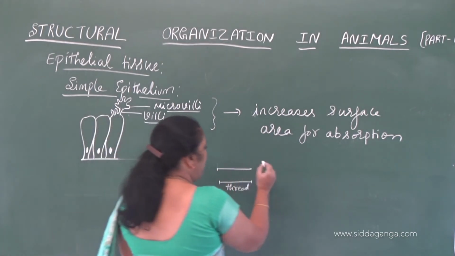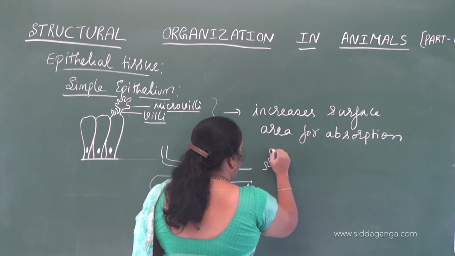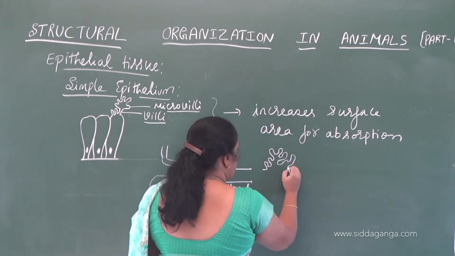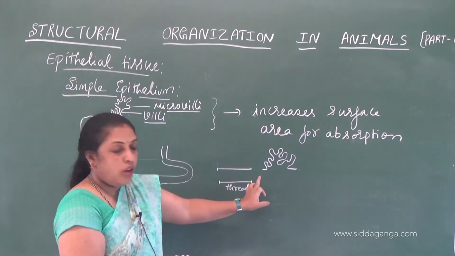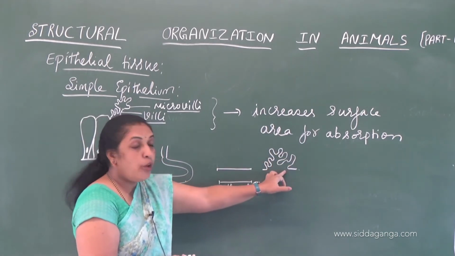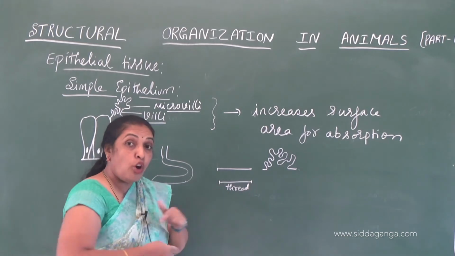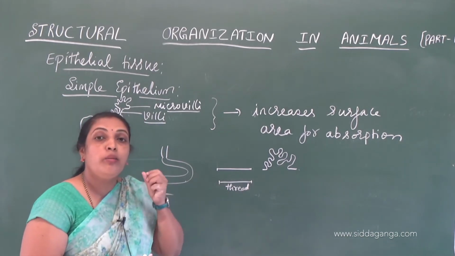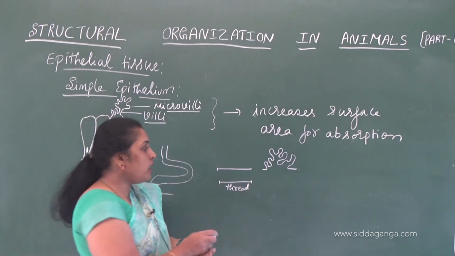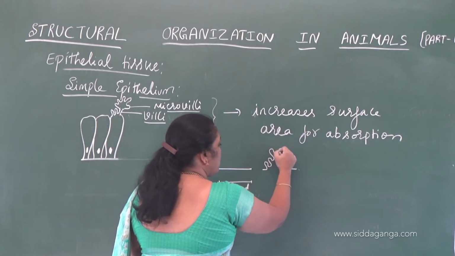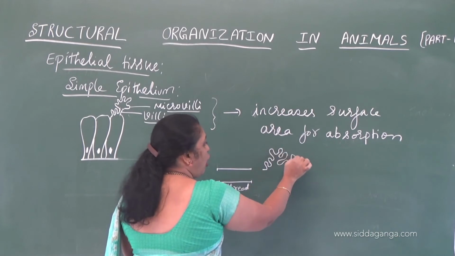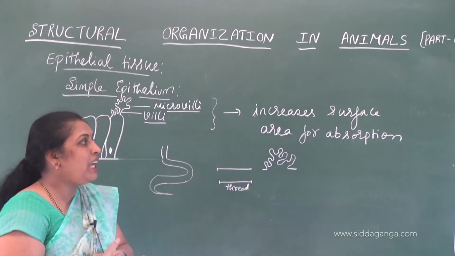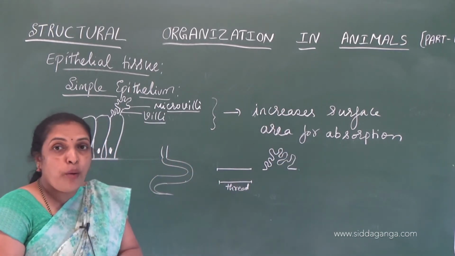If this length is modified like this, see, to measure this one, we need this much or we need more thread. We need more thread. So, like this, the modifications on the free surface increase absorption. It increases the surface area for absorption.